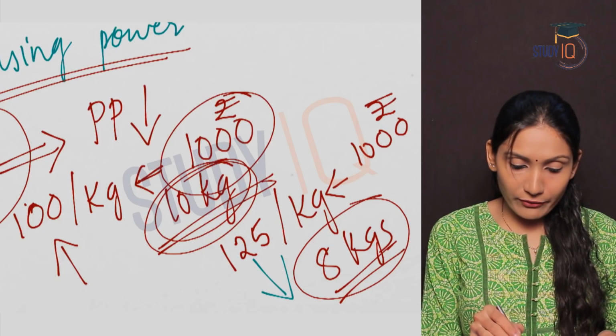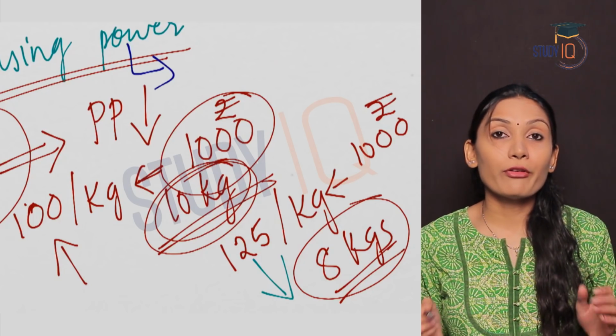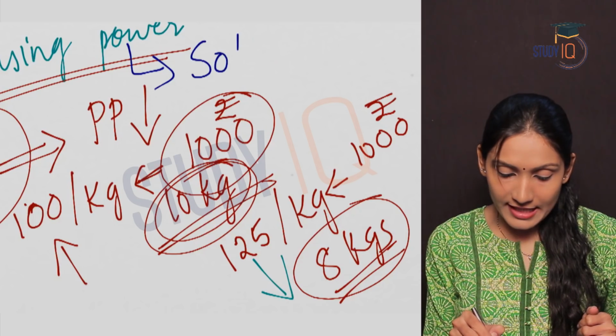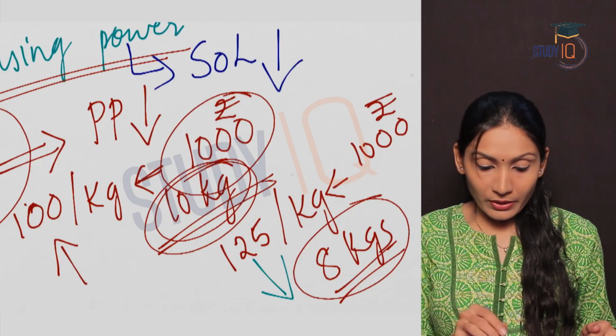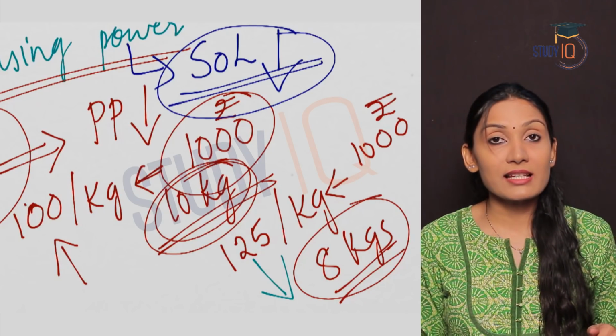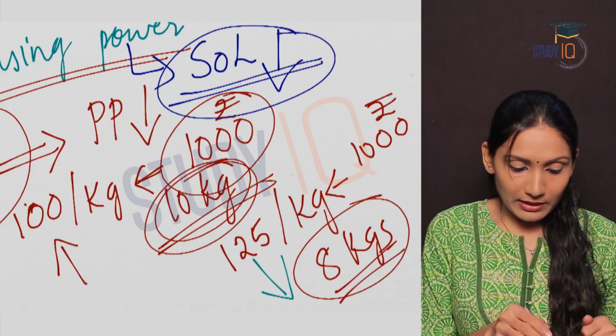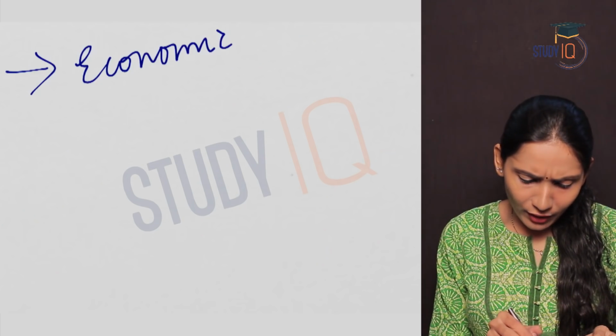So what does this infer? When the purchasing power of a person comes down, this will affect the standard of living of that person. Standard of living also comes down. So this will have a negative impact on the standard of living of that individual. Now let's see how it affects the economic growth.